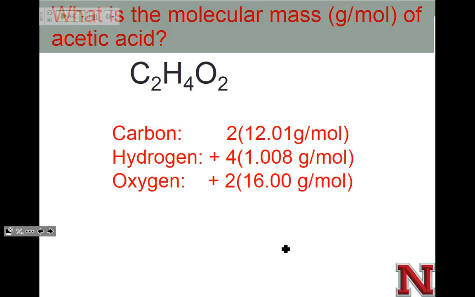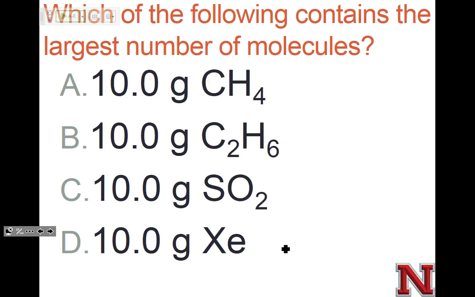And then oxygen is 16.00, so we have 2 of those. So we just add that together, and what that tells us is for every 60.5 grams of C2H4O2, we have 1 mole of C2H4O2. And that gives us our molar mass, or our molecular weight. You'll hear those terms equally. So we can use that, like I said, for relationships.